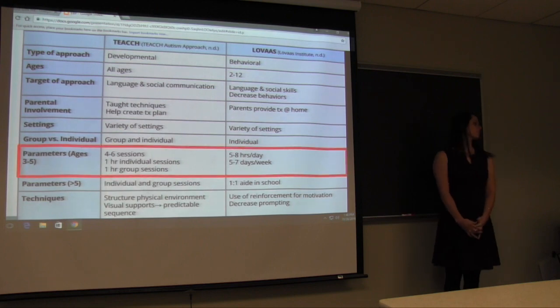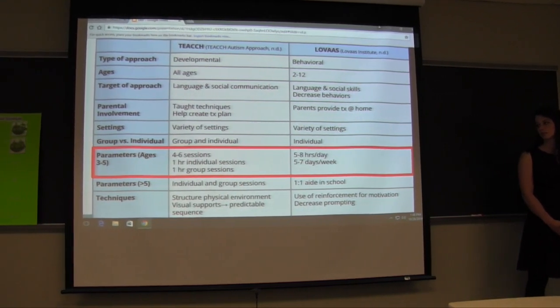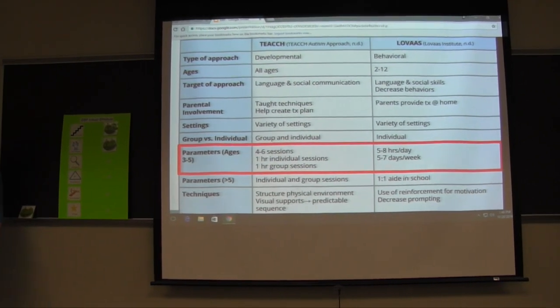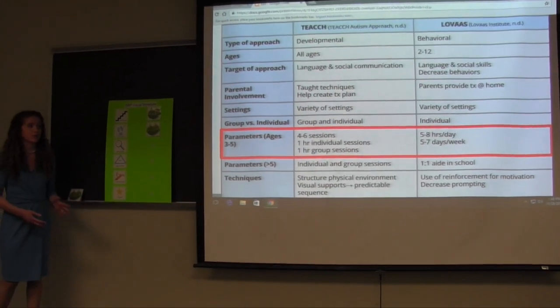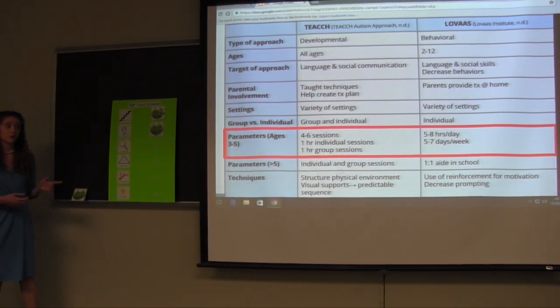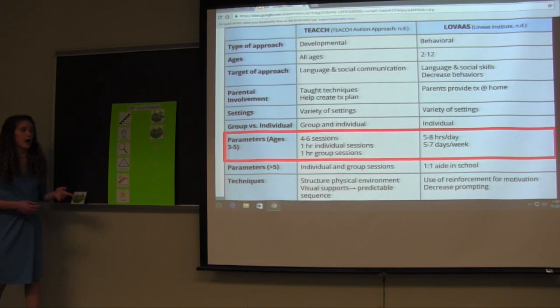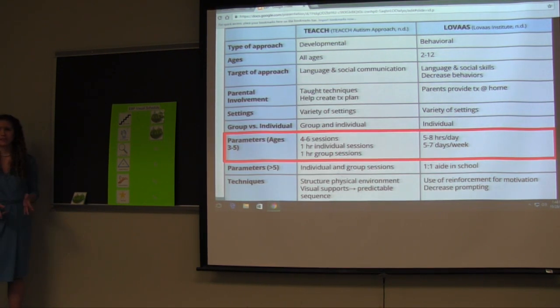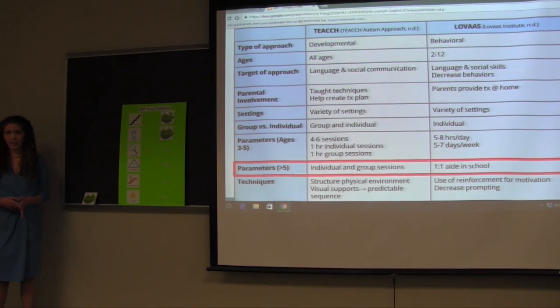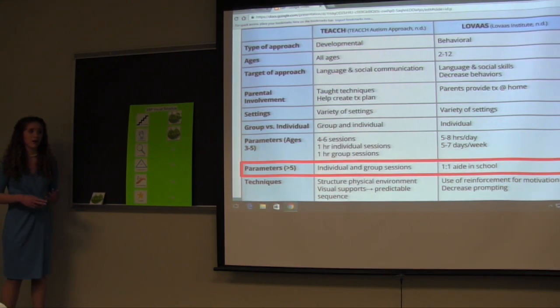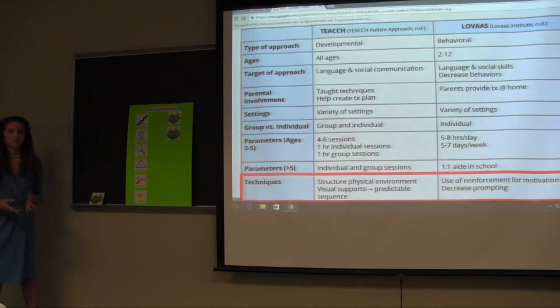For both of these approaches, there are different parameters for the amount of sessions and the amount of hours of treatment. As you can see, Lovaas has more intensive treatment for the preschool age versus TEACH. For the older school age children, there were no specific guidelines on the parameters on their website. So we are unsure about the amount of sessions and hours for these. So they're variable. Since these are very different approaches, one is developmental and one is behavioral, we expect to see very different techniques utilized in therapy.